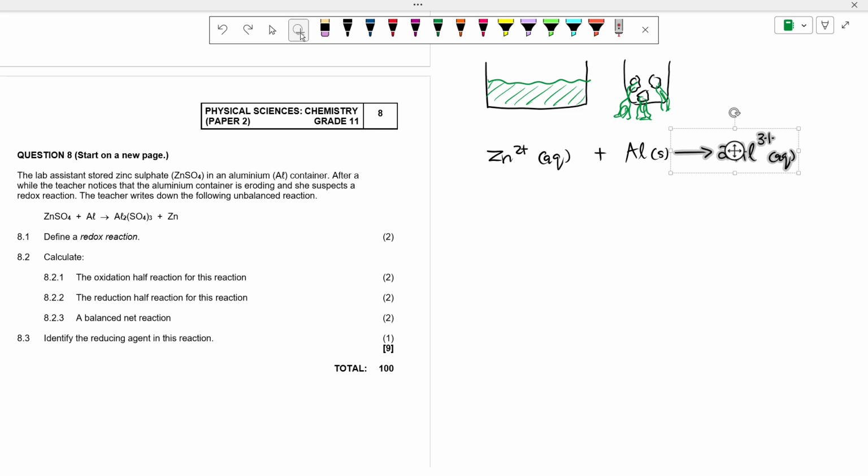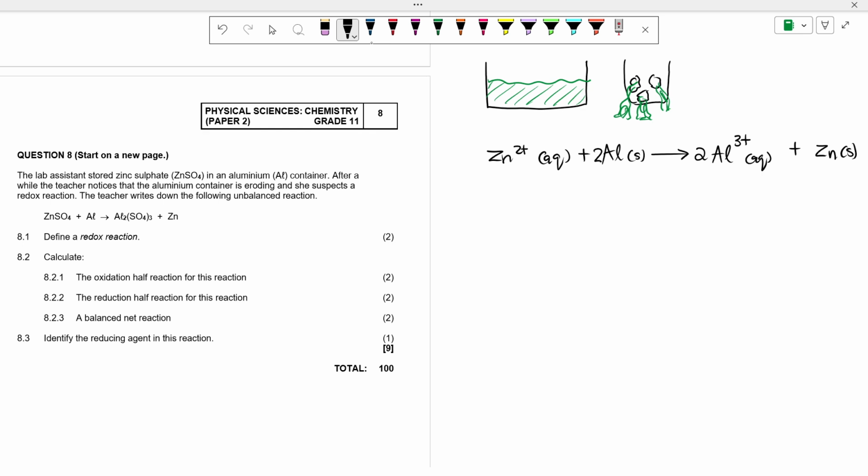But obviously the tables of reduction potentials will help you to identify the ions. So if you don't know that aluminum is 3+ from the periodic table, or just from your knowledge, you can use those tables to see the ions and how many electrons it gives away and stuff like that. Then we also have plus zinc solid. And if I were to balance, I see that I just need a 2 in front of the aluminum there, and it looks to me like everything is balanced now.